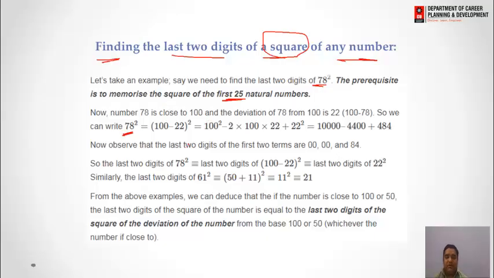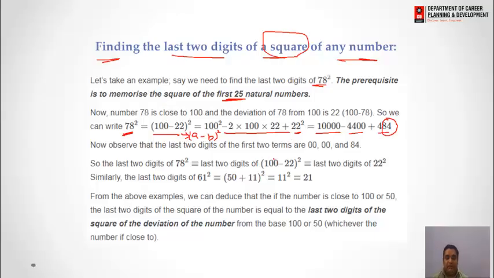Now suppose we need to find 78 square, which is equal to 100 minus 22 whole square. That can be further simplified by using the formula of a minus b whole square, that is a square minus 2ab plus b square. If we expand this, the answer we have is 10,000 minus 4,400 plus 484. That means its sum depends upon the addition or subtraction of these three values, where the last two digits depend upon the 84, which is the square of 22 as well.